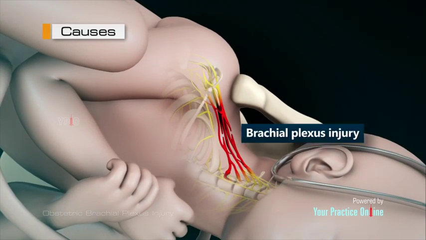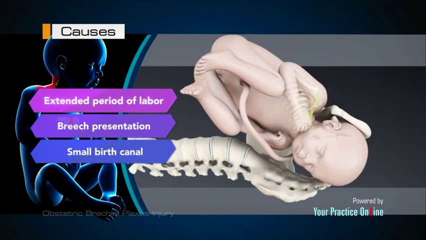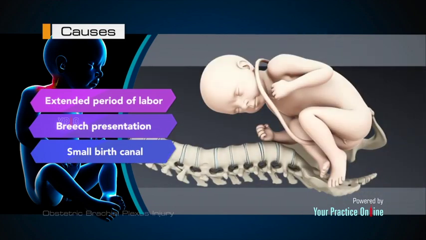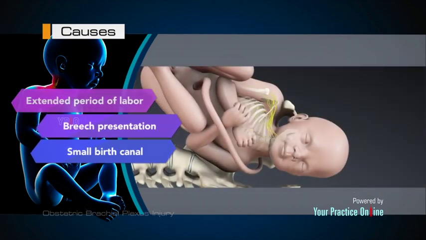This type of injury is commonly seen in larger than average babies born to diabetic mothers. Other causes for brachial plexus injury in babies include extended period of labor, breech presentation, baby positioned with feet or buttocks near the vaginal opening, and mothers with a small birth canal.